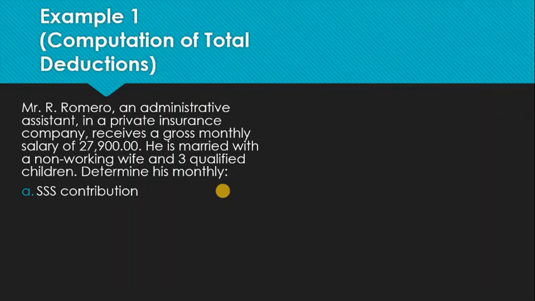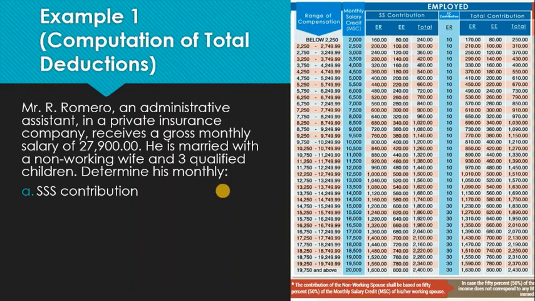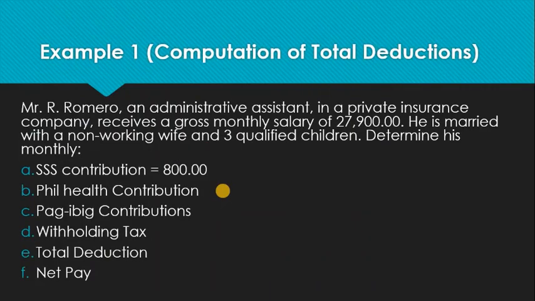So for number one, let's first identify the SSS contribution. This is the table for the SSS contribution. First we have to identify the gross pay. The gross pay of Mr. Romero, or the rate of compensation, is 27,900. In the table of SSS, where is 27,900 located? That is here in the 19,750 and above. Therefore, what is the contribution of Mr. Romero? That is 800 pesos.